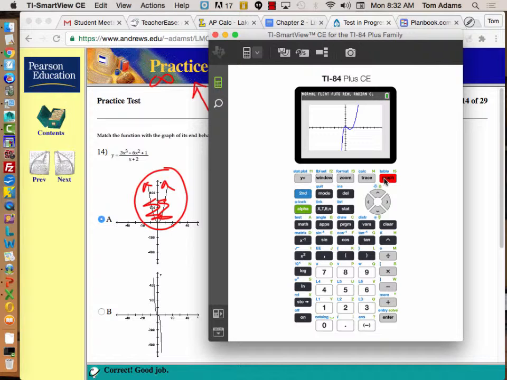Okay. So what I want to do is see what goes on. See how it switches over to positive? See this? The vertical asymptote occurs at x equals negative 2, which makes sense, right? X cannot equal negative 2. Now watch what happens. Watch this number and watch this number right as I cross over negative 2.